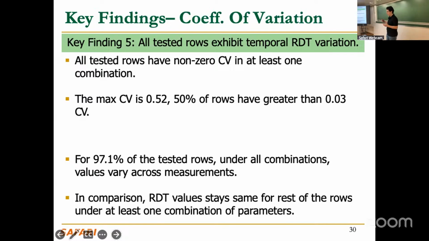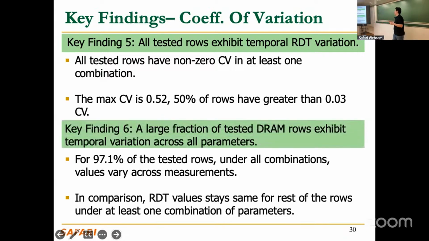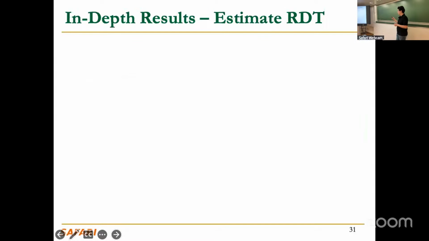And in contrast, for the rest of the tested rows, there exists at least a single combination that yields the same threshold value across different test runs. So that means that a large fraction of these tested rows exhibit variation across all parameters.